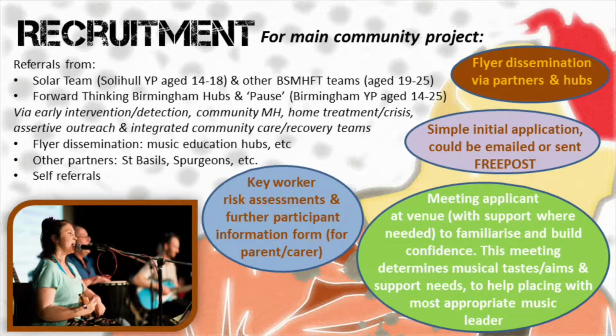On that form they give their own details, their name, their address, their age, but also the details of their parents or carers and their key workers if they've been assigned a key worker, like a community psychiatric nurse, for example. So that enables them to go to the next stage.